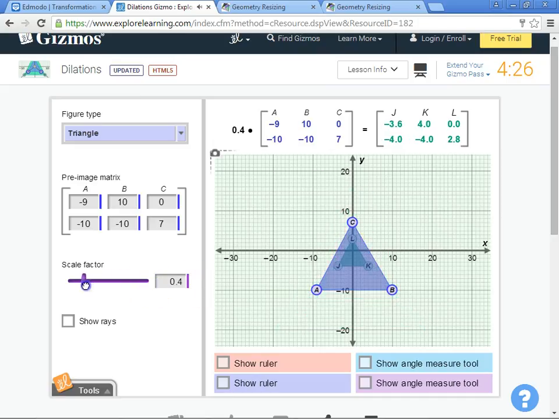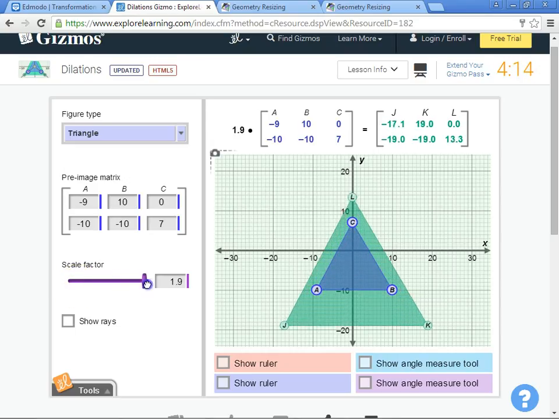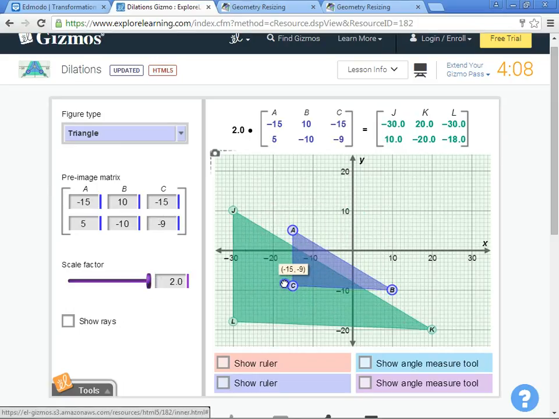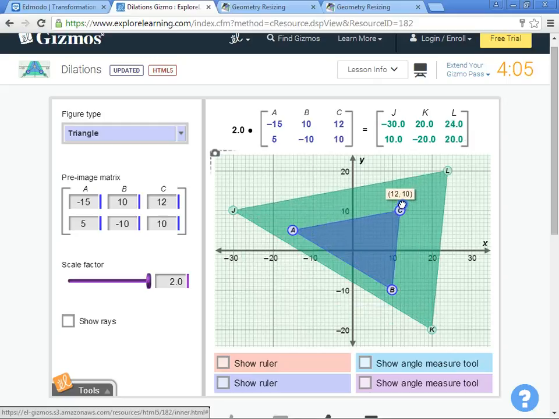A scale factor less than 1. There's half of the triangle. There is 1/10 of that triangle. And let's keep that scale factor of 2 and move the points of our original triangle around a little bit. And you can see the dilated points encompassing the smaller triangle, or the pre-image.